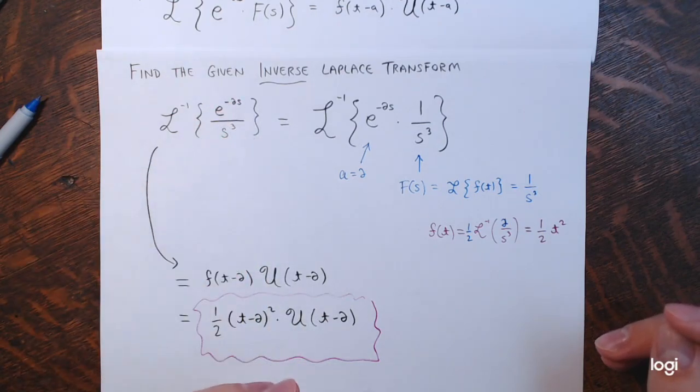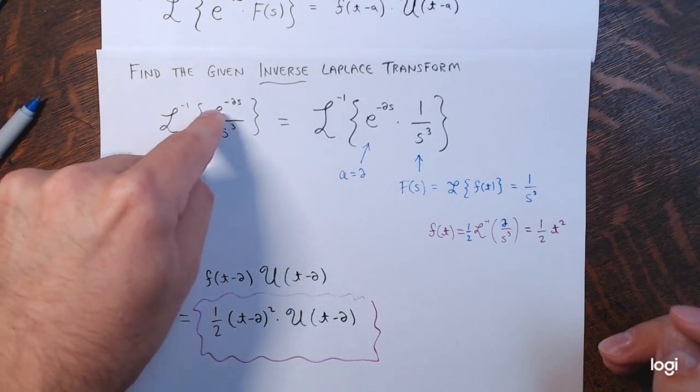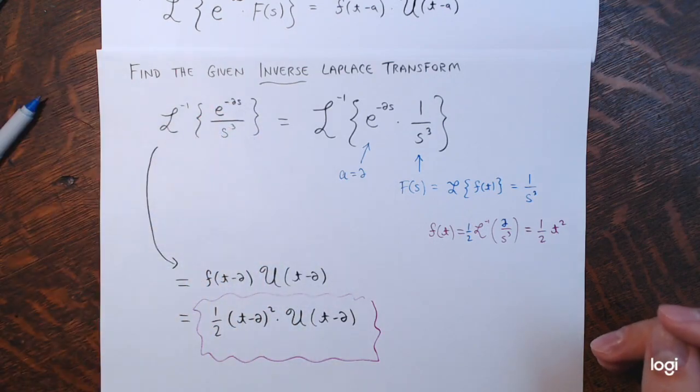And if you'd like to verify this, take the Laplace transform of this function. It should end up being e to the negative 2s over s cubed, and that's a way you could verify this. I'll leave that to you, though.